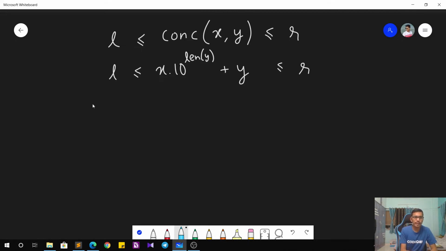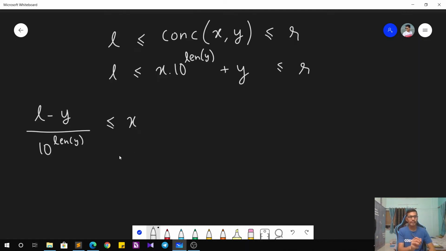The left inequality will be: (L minus y) divided by 10 to the power len of y is less than or equal to x. This is one inequality. The other inequality we get from the right hand side: x should be less than or equal to (R minus y) divided by 10 to the power len of y. So there we have two inequalities, and now the question has been simplified.